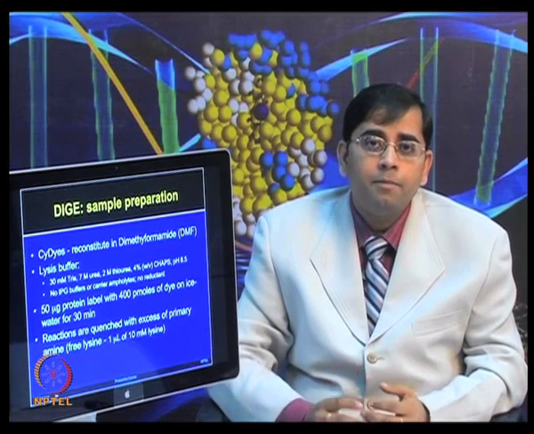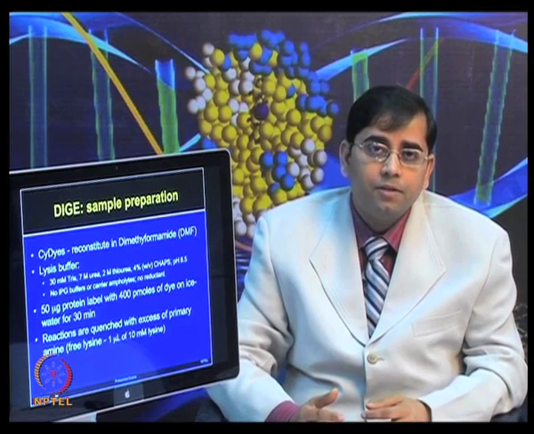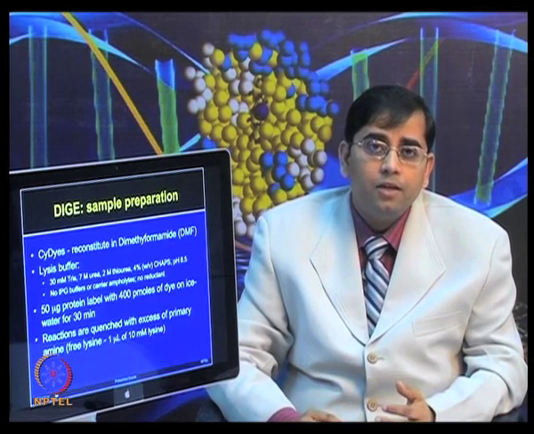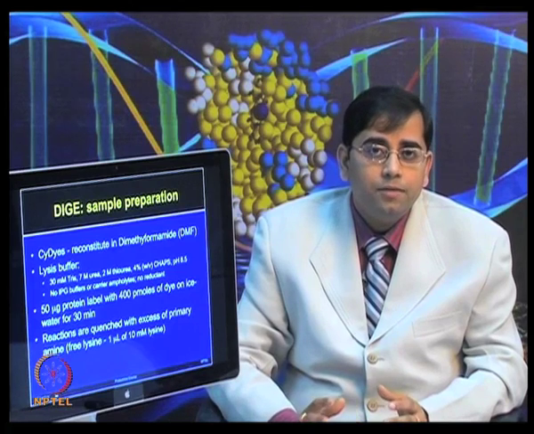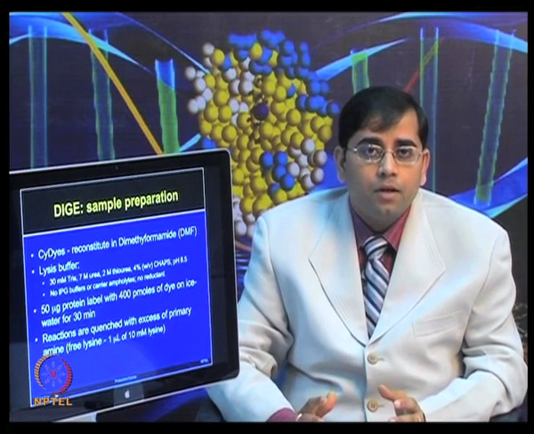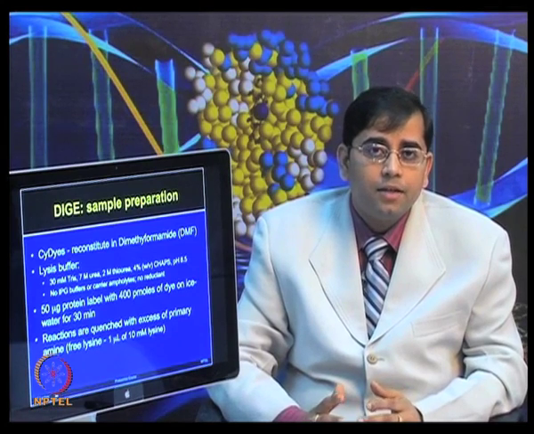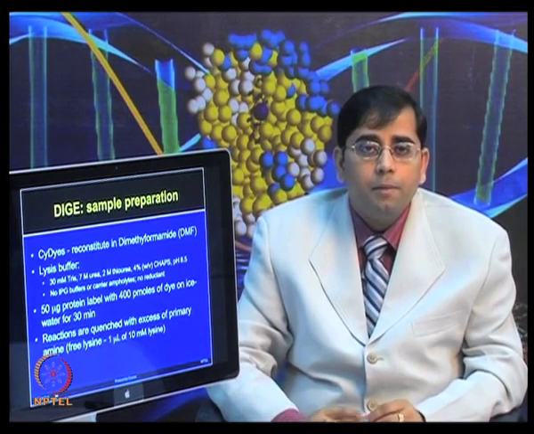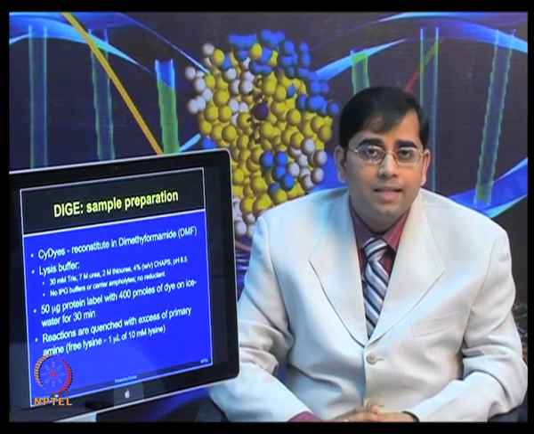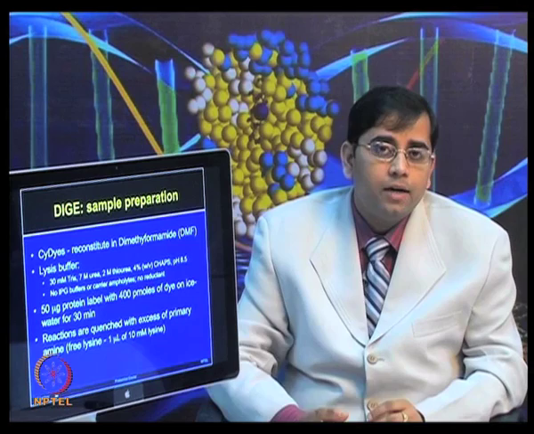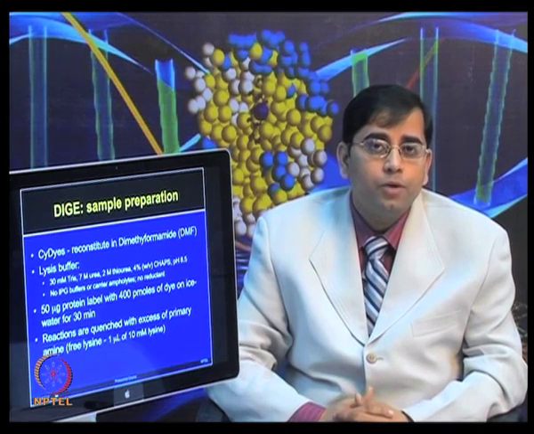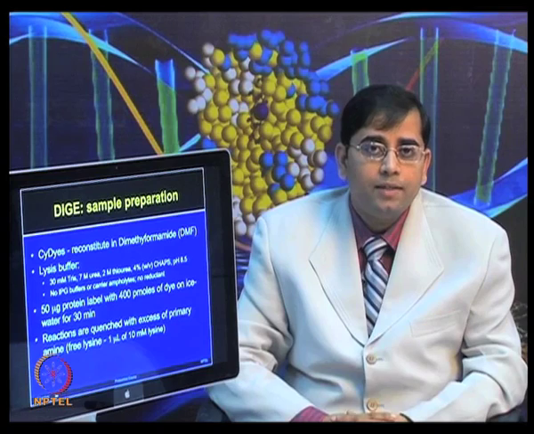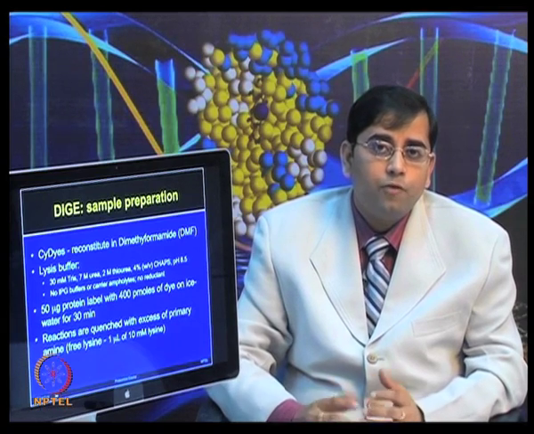If you go back and remember our previous discussion, to visualize a gel with the Coomassie stain, you need more protein. Even for silver and other stains, you need a good amount of protein, but these fluorescent dyes are very sensitive. So, all you are looking for is a very small amount of protein; 50 microgram protein quantity is sufficient for performing this experiment.